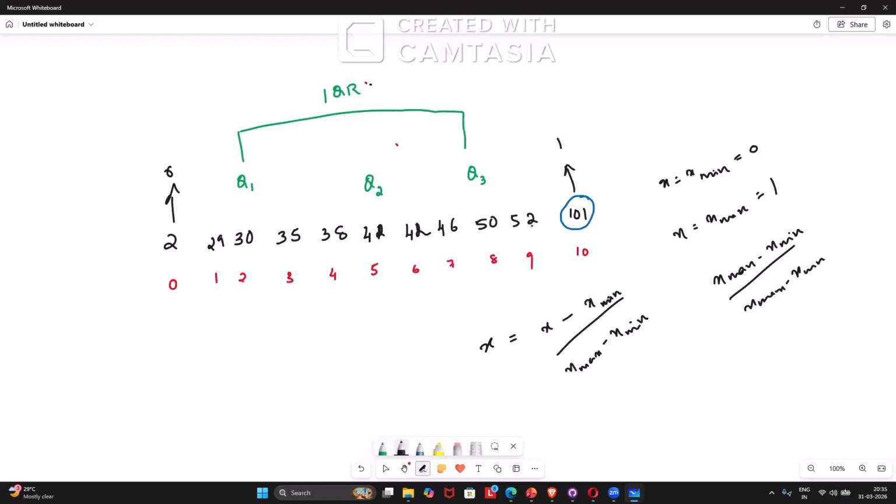See, if we consider this 52, what will be happening? 52 minus 2 divided by 101 minus 2. Sir, 101 എടുക്കുമോ, അത് ഔട്ട്ലിയർ ആയി പോയതിനു ശേഷം അല്ലേ? ഇപ്പോൾ അതെല്ലാം ഉണ്ടെന്ന് വിചാരിച്ചാൽ 50 by 99, right? Something like 0.5 something, right?